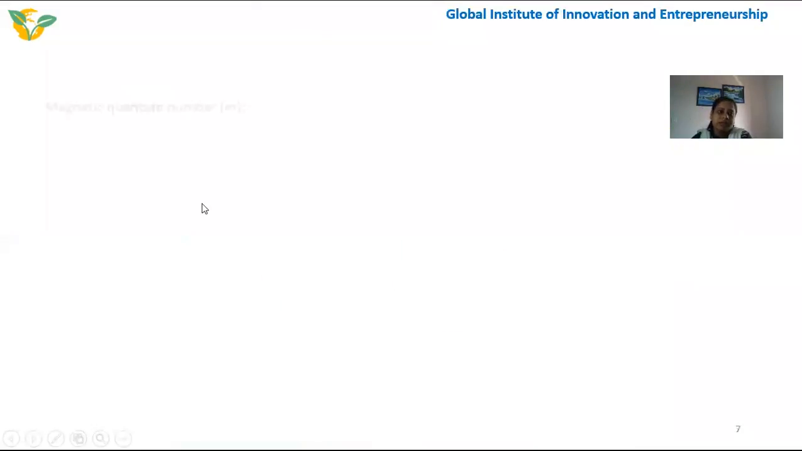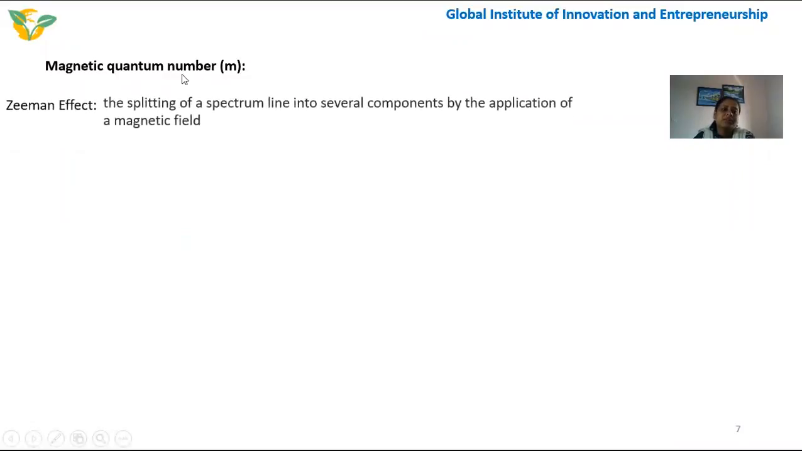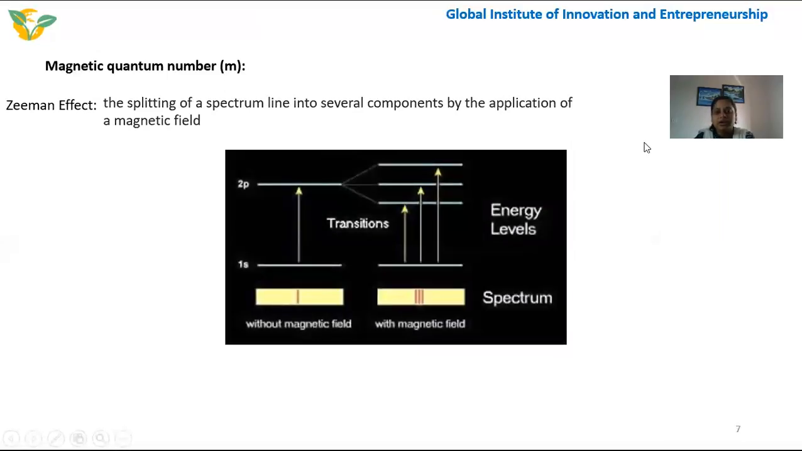The third quantum number is the magnetic quantum number. The magnetic quantum number is introduced to explain the spectral splitting in presence of a magnetic field, which is known as the Zeeman effect. And if we look at the diagram, we can see that without a magnetic field, there is only one spectral line in the spectrum. This is because of the single transition of the electron from 1s to 2p orbital. But in presence of a magnetic field, the spectrum contains more spectral lines.